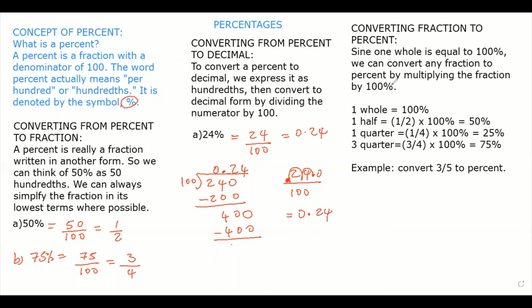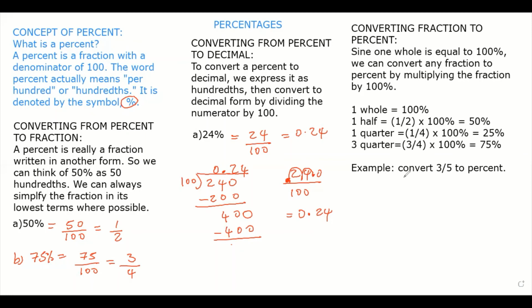Now to our last section, which is convert fraction to percent. Since 1 whole is equal to 100%, we can convert any fraction to percent by multiplying the fraction by 100, right? So what we know is that 1 whole is equal to 100%. So what would 1/2 or half of a whole equal to? That would just be 1/2 multiplied by 100, which will give us 50%. What would 1/4 as a percent equal to? That would just be 1/4 multiplied by 100, which will give us 25%. And what would 3/4 equal to? That would be 3/4 times 100, which gives us 75%.